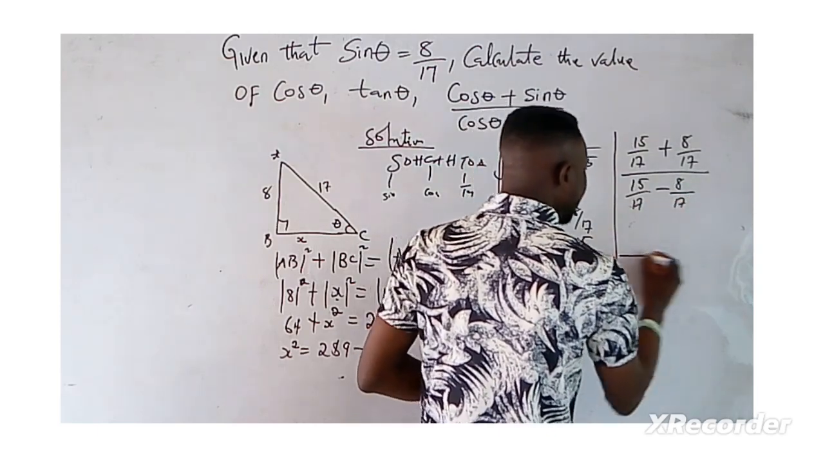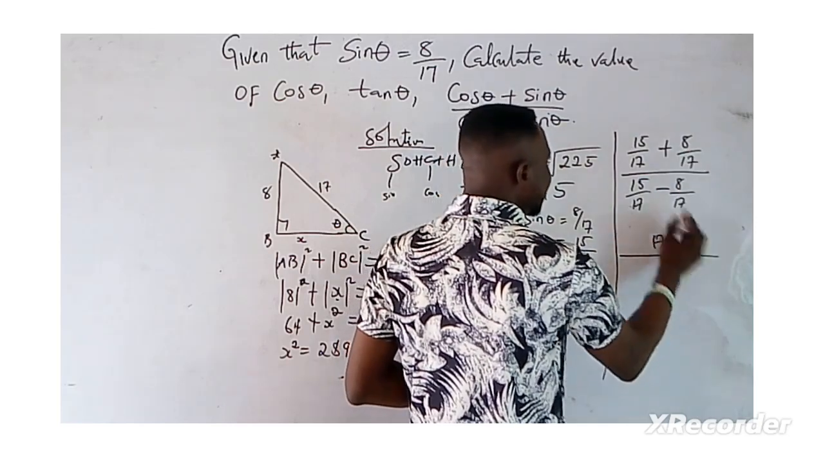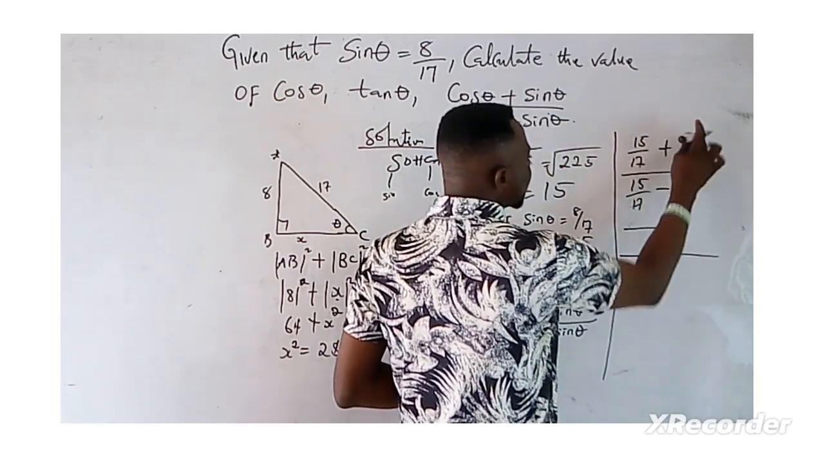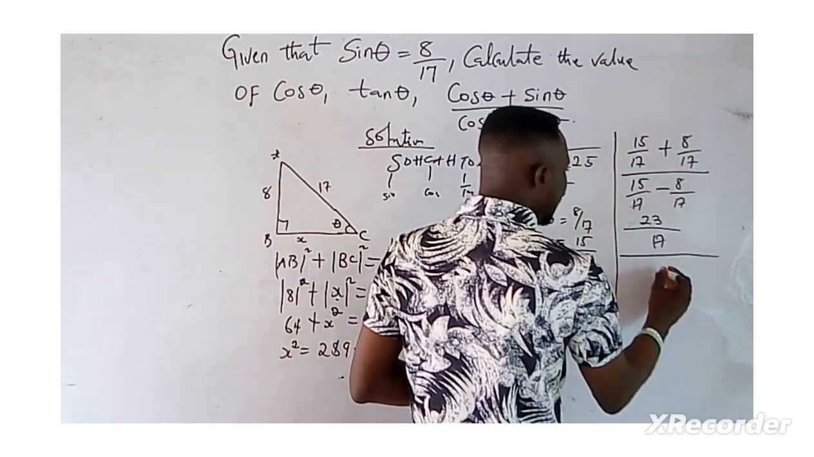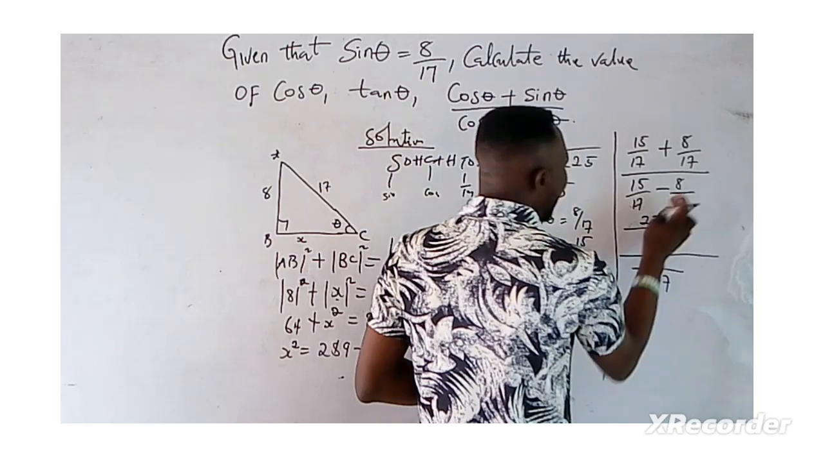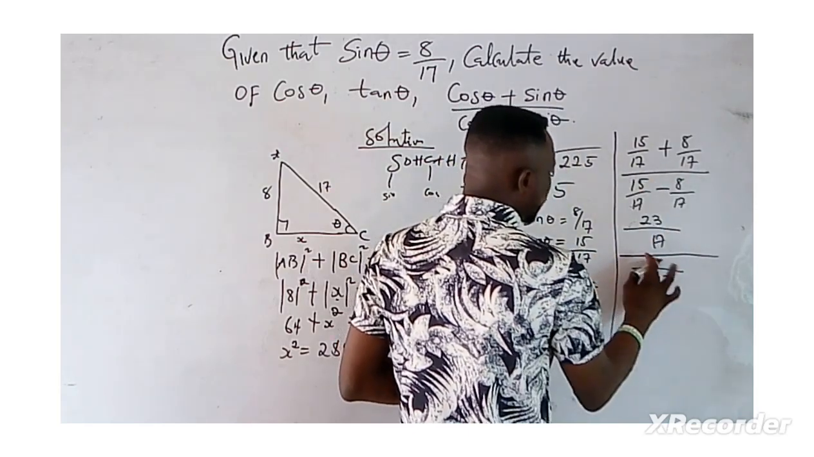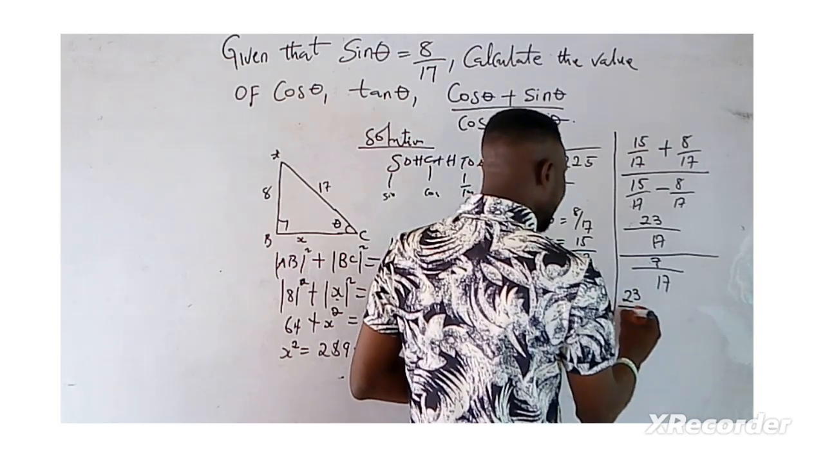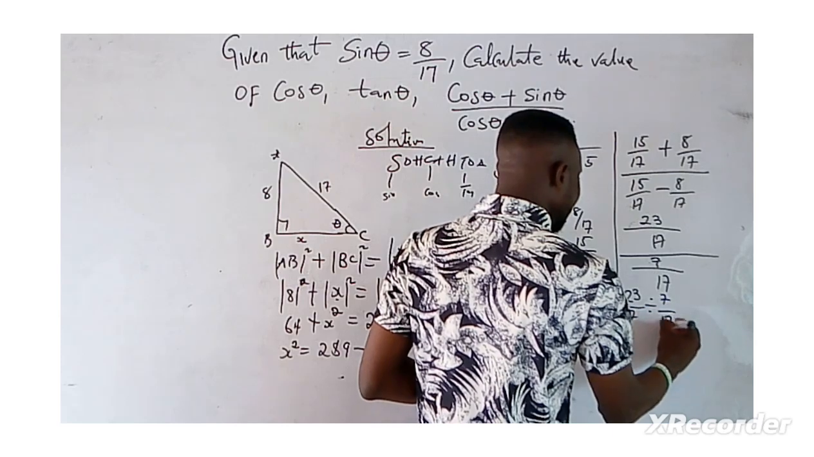Now you have to do this. These have become fractions with the same denominator, 17. 15 plus 8 will give us 23, over 17. And when we take 8 out of 15, it will give us 7, over 17. Finally, you have 23 over 17 divided by 7 over 17.